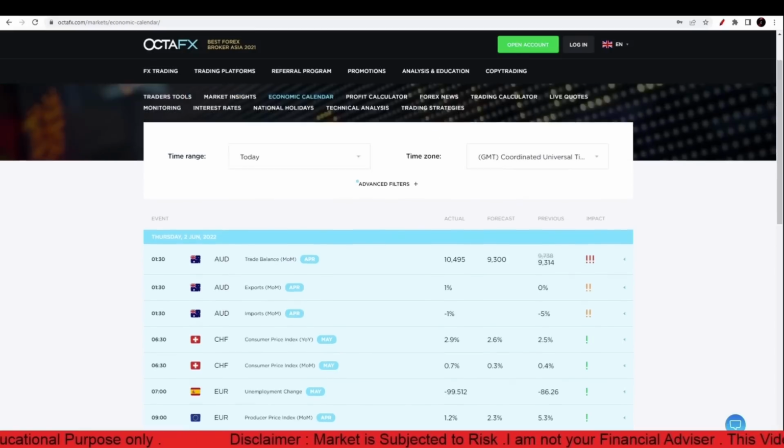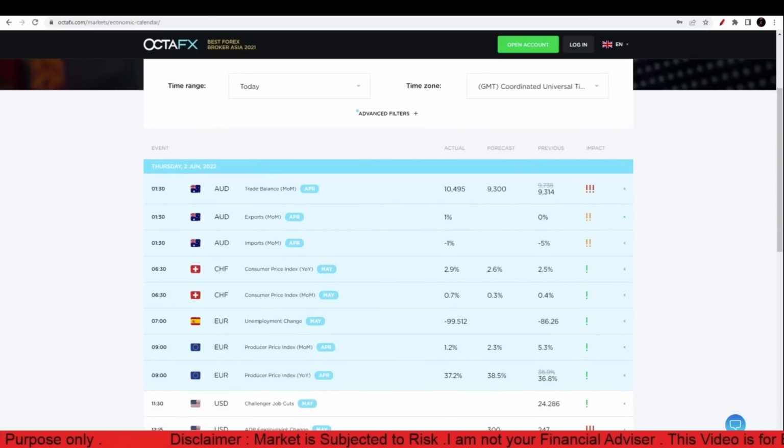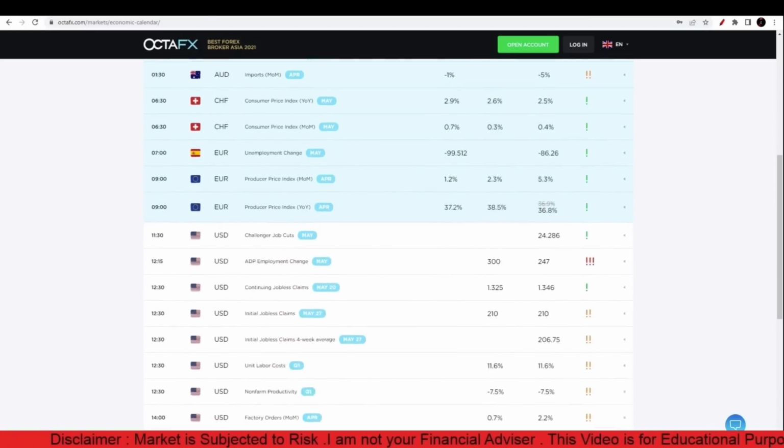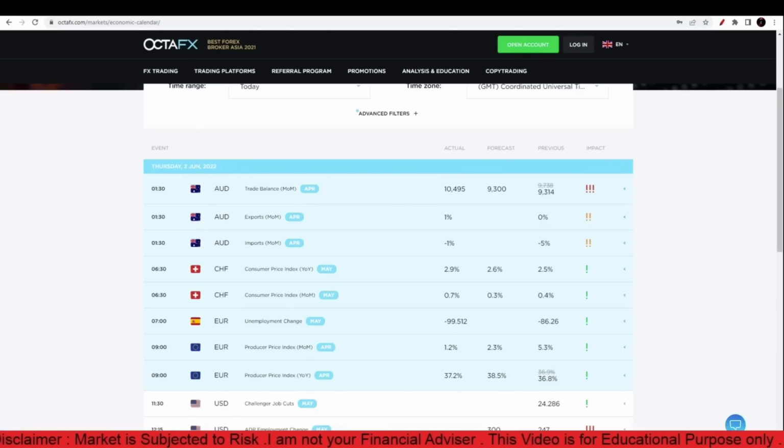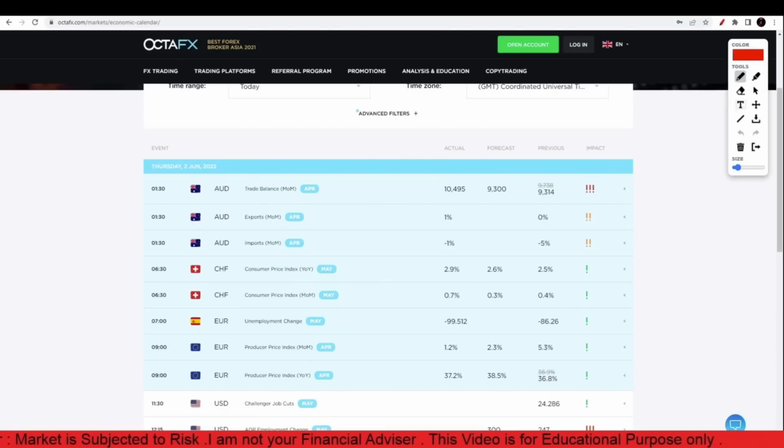Right now, today at around 1:30, these are the events. Around 6:30, there is the consumer price index. It tells you what the impact is. You can see the three dotted lines here, which means it can have an impact.